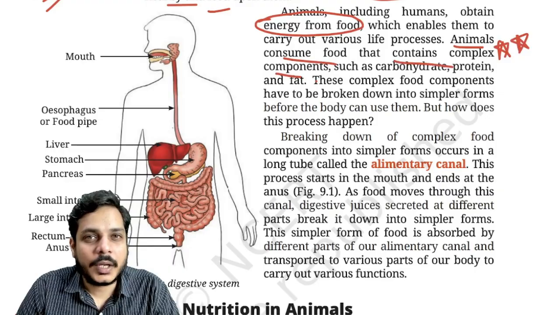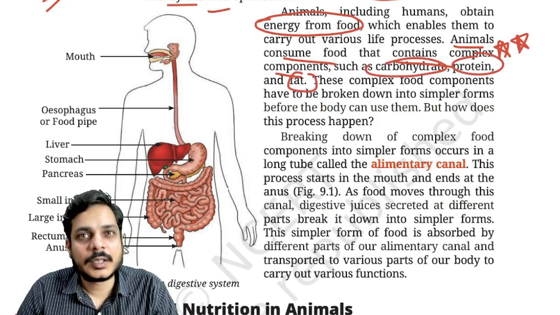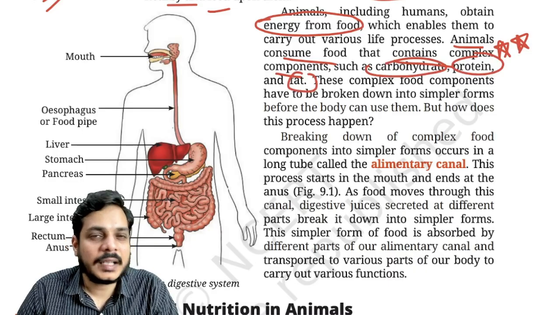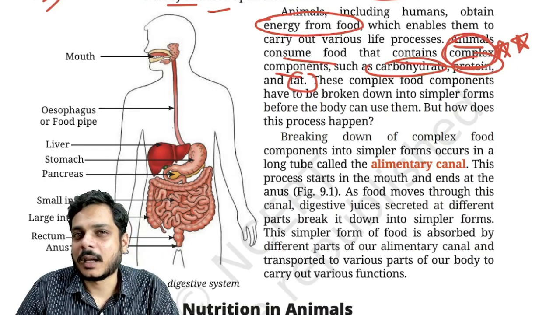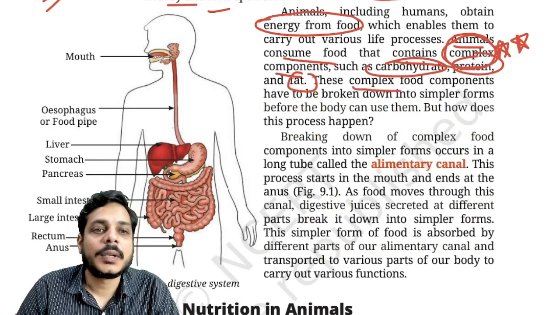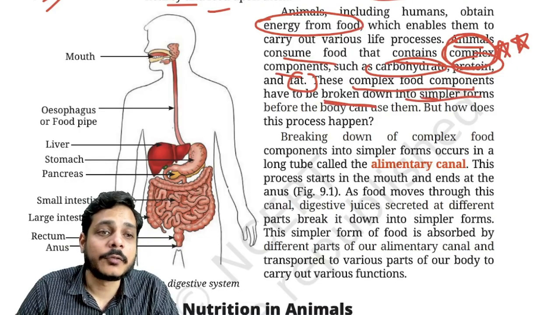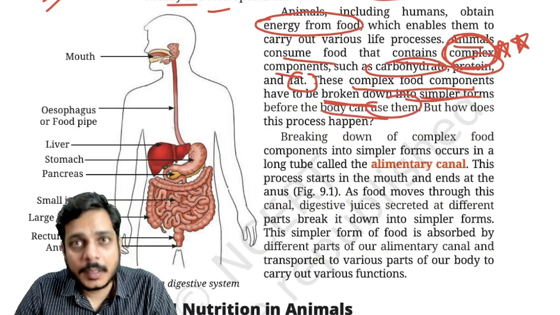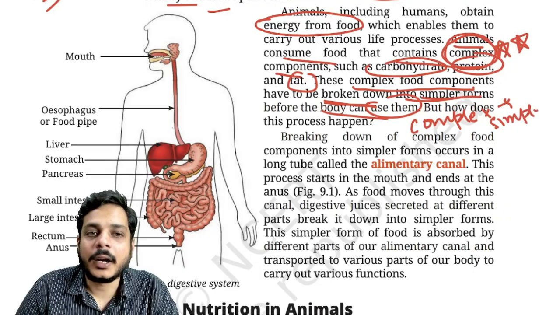You might have heard about carbohydrates, proteins, and fats. These are the complex components. Remember, we are saying complex components. What is nutrition? How is nutrition derived in the body? It is from the conversion of these complex substances. Here you will see these complex food components break down into simpler forms before the body can use them. So for use by the body, these complex components have to be broken down into what? Into simpler forms. Only then can the body use them.